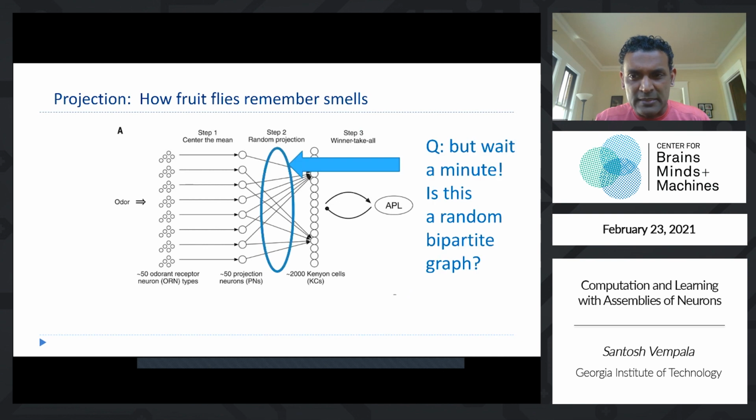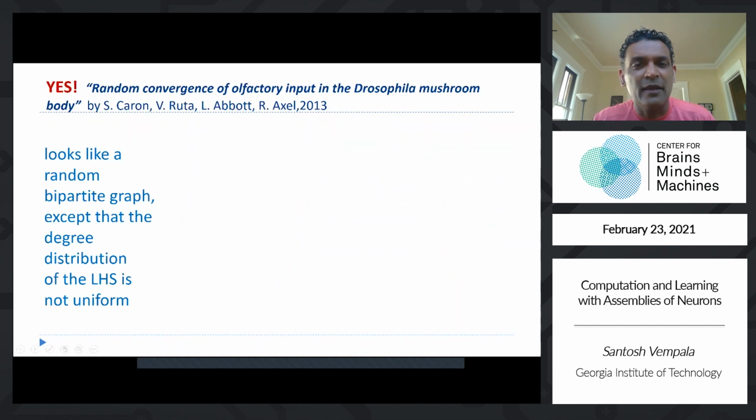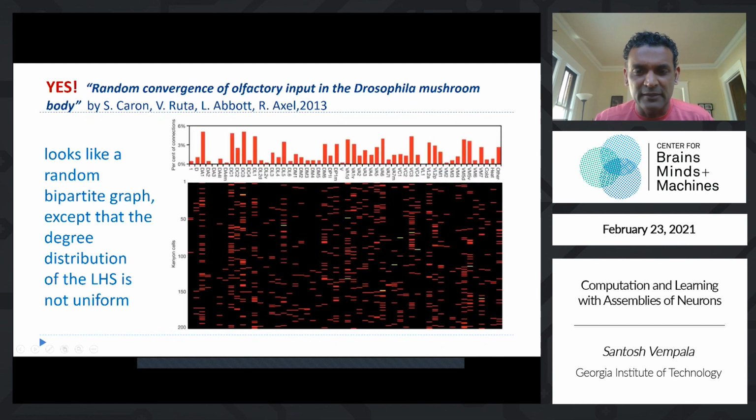Now, going back to this, you could ask, why are you saying this is random? I mean, that's a great model, but we're talking about the fruit fly. You should be able to look at the connections. Why do you say this is a random bipartite graph? Why is this random projection? And indeed it is. So in this paper by Caron, Ruta, Abbott, and Axel, they do these measurements very precisely, and up to statistical bounds, this really looks like a random bipartite graph, except that the degree distribution is not uniform on the left hand side.